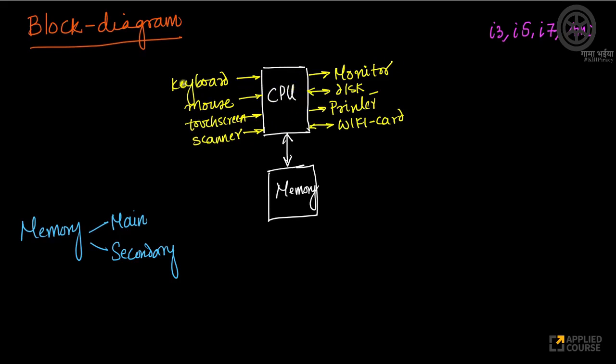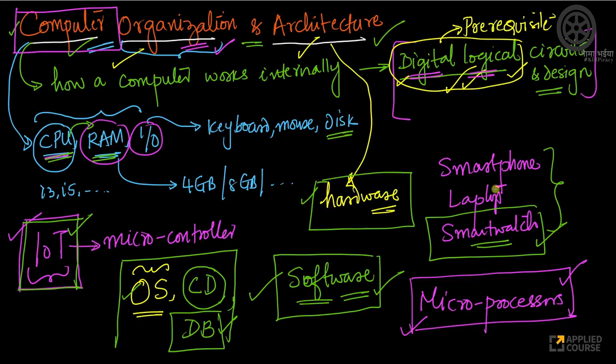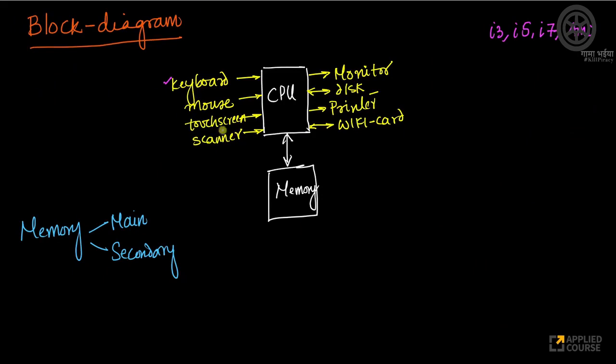Your CPU has a bunch of input-output devices. Your keyboard is an input device. Your mouse is an input device, because whatever the mouse does, the CPU takes that as input and acts upon it. Your touch screens, again, your computers come in all shapes and sizes, as I told you. Your laptop, your smartphone, your smartwatch, all of them are actually computers. If you have your smartphone as your computer, the touch screen is a very important thing. Or you may have a touch screen laptop. Your scanner is an input device, your printer is an output device. Your monitor, or your screen on which you're seeing this video, is an output device.